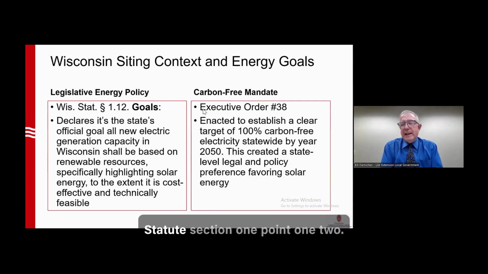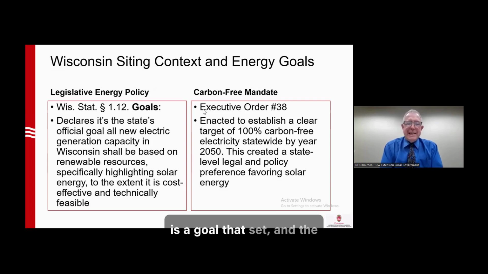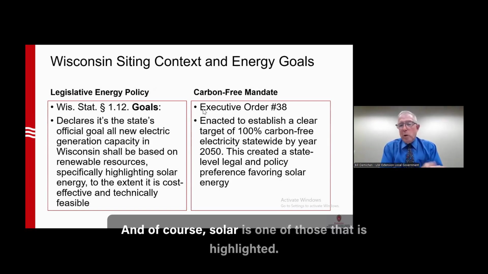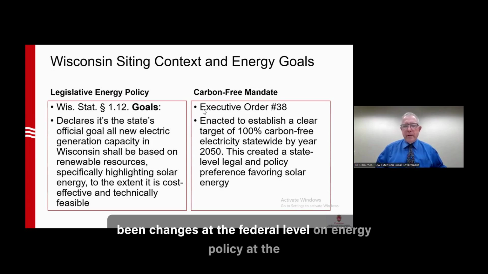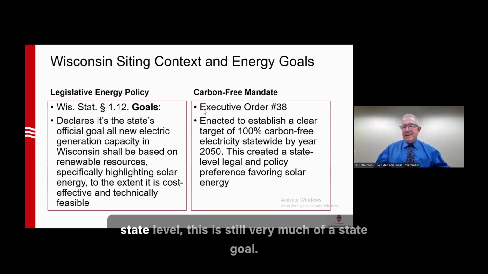In Wisconsin statute section 1.12, at the very beginning of the Wisconsin statutes, there's a goal that's set. The goal declares it's the state's official goal that all new electric generation capacity in our state be based on renewable resources. And of course, solar is one of those that is highlighted. So that's one of the reasons why, even though there have been changes at the federal level on energy policy, at the state level, this is still very much a state goal.